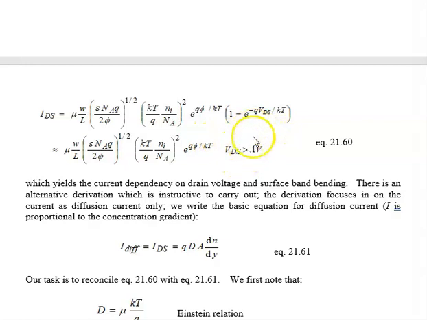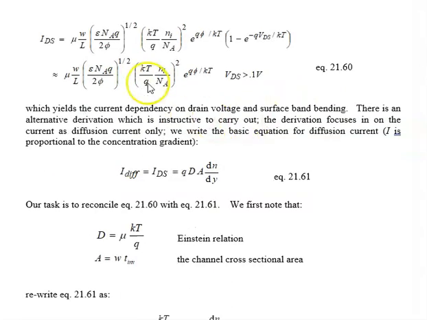For VDS greater than about 0.1 volt, this term basically goes to 0, and we have equation 2160, and here it sits. So the approximation sign is relevant because this term should be there, but it's so small that we neglect it.